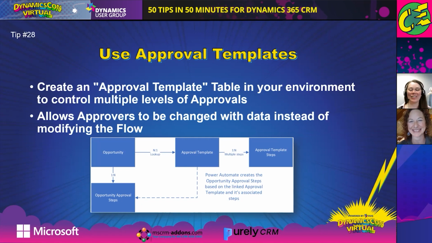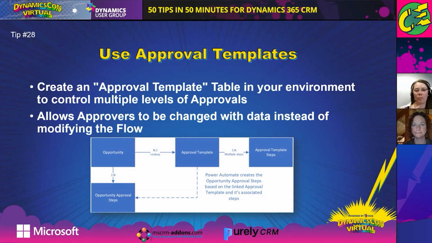Yes. And so one thing that you can also do with approvals is use approval templates. I can't take credit for this idea, but I have implemented it a few times, and it's so helpful to, within Dataverse, create tables to house approval templates. Say I have an approval that needs to go to multiple people, I can create a template for that. So then when my opportunity reaches the correct approval stage, it grabs the right template, and then I could create another table to track all of the approval steps.